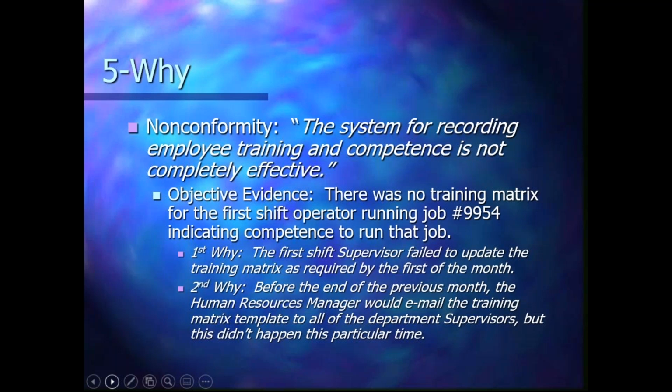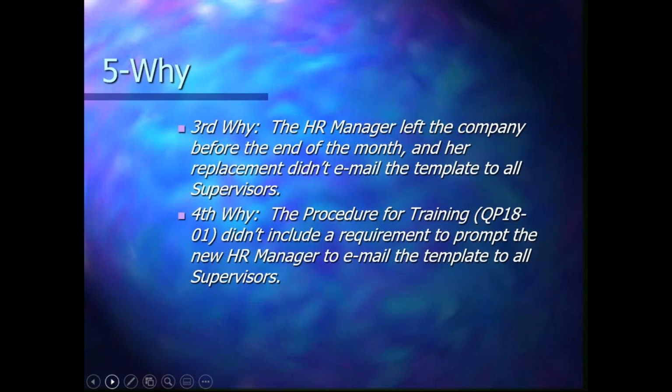The first shift supervisor failed to update the training matrix as required by the first of the month. Well, why did the first shift supervisor fail to update the matrix? Before the end of the prior month, the HR manager would email the training matrix template to all of the department supervisors. But this didn't happen this particular month. Well, why not? The HR manager left the company before the end of the month, and her replacement didn't email the template to all the supervisors.